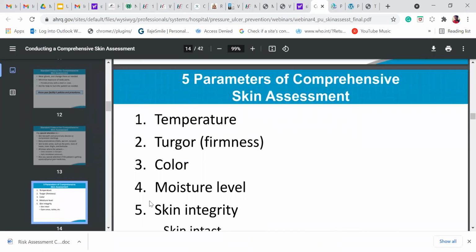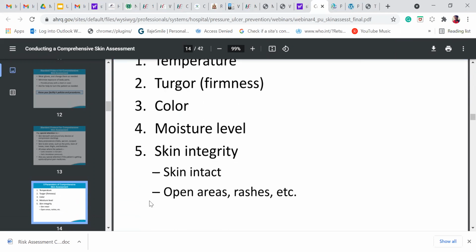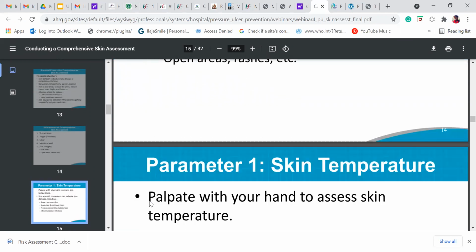There are 5 parameters of comprehensive skin assessment, okay? And like I said, you need to check this with your organization policy as well. So temperature, turgor, color, moisture level, skin level. What are you checking for?